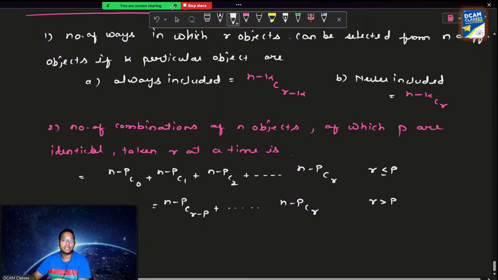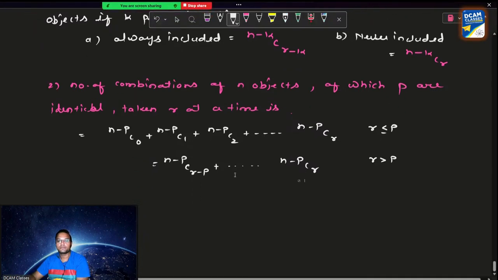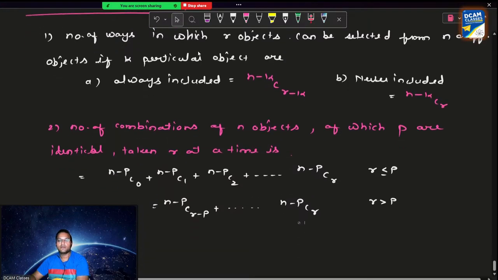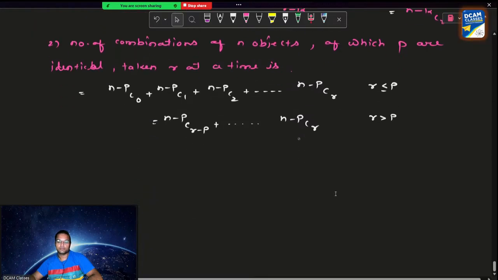Haripriya, only two formulas I have told till now. These two formulas. This first one: the number of ways in which r objects can be selected from n different objects if k particular objects are always there. If they are always there, no need to do selection of them. n minus k C r minus k; never included, n minus k C r. Second one is the number of combinations of n objects out of which p are identical, taken r at a time. n minus p C0, n minus p C1, n minus p C2, this one. Now let me give you some questions on this.